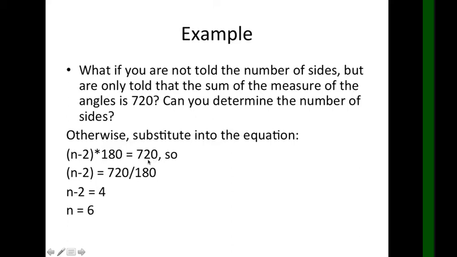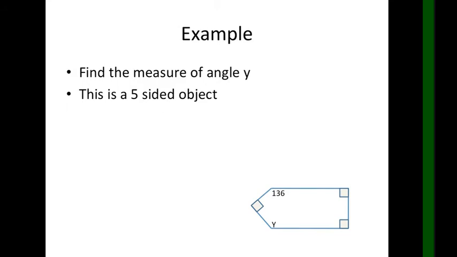Divide both sides by 180, and 720 divided by 180 is 4. The 180 is gone because we divided both sides. Then I move negative 2 to the other side, and it becomes positive 2. So 4 plus 2 is 6. Therefore, the polygon with 720 total degrees of interior angles has 6 sides.